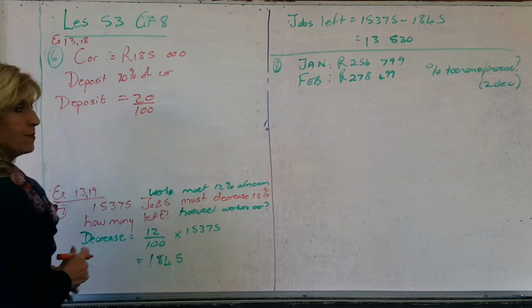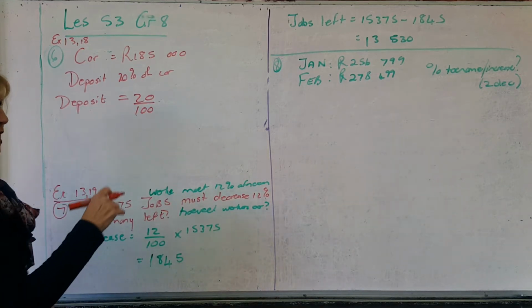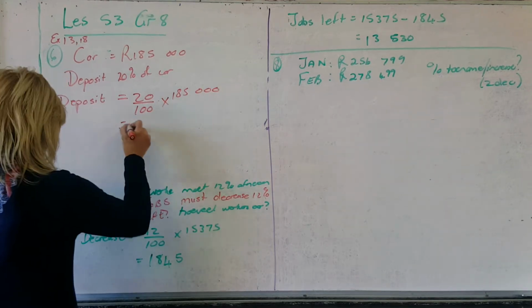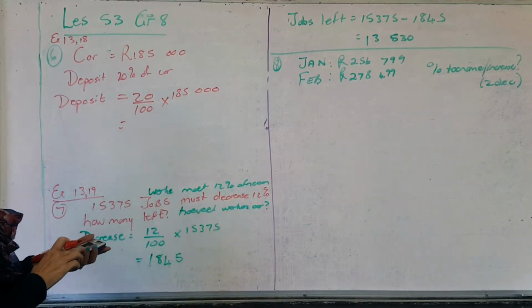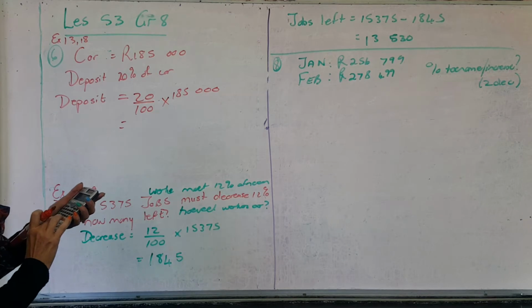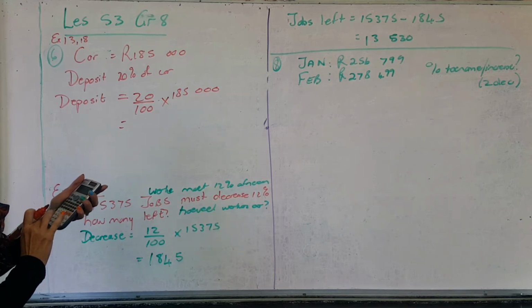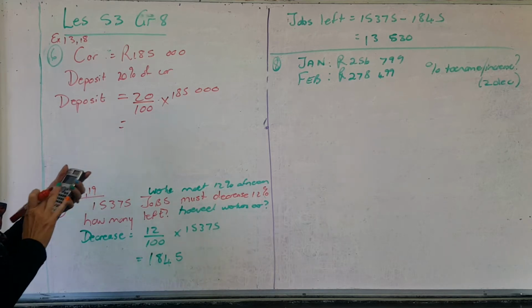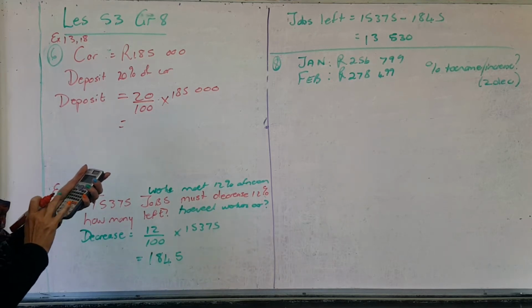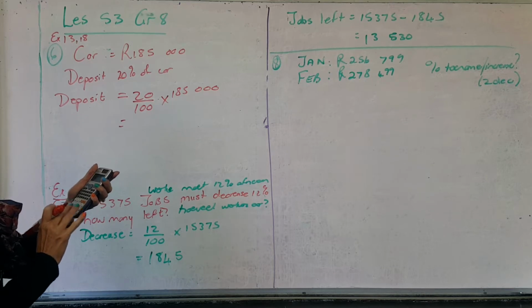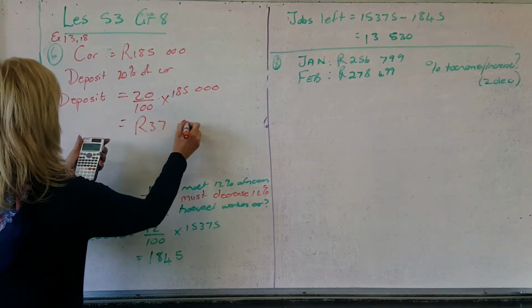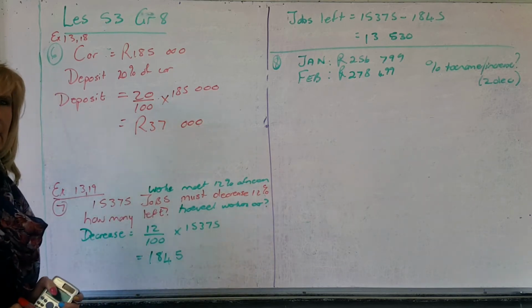20%. So you must know that 20% is 20 out of 100 times the 185,000, which I then have to do with my calculator. So it's 20%. That gives me 185,000, sorry if I wrote it wrong. It's 37,000 rand. Klinkt dit reg?